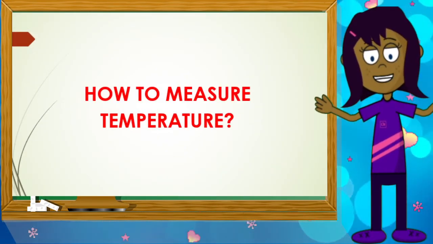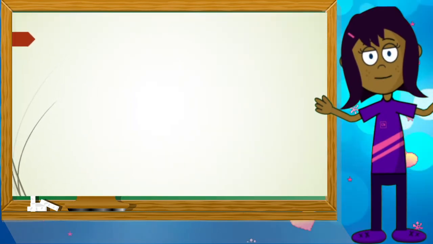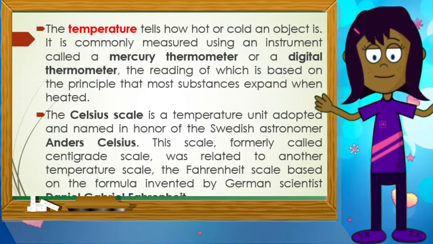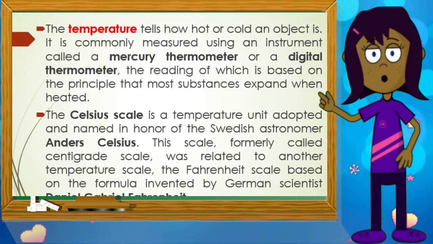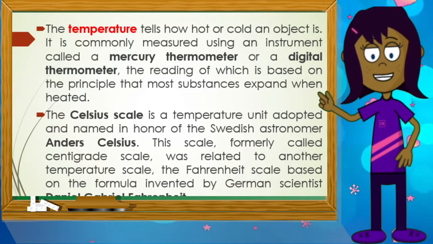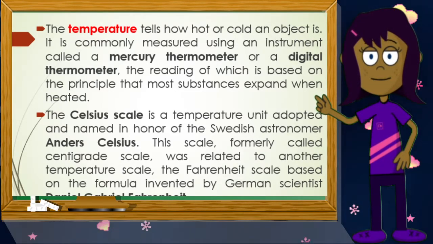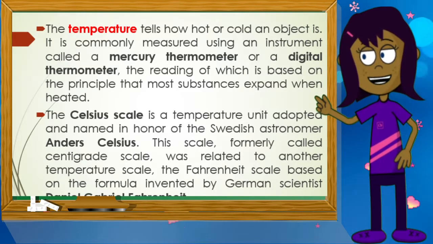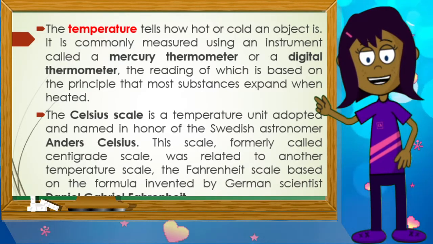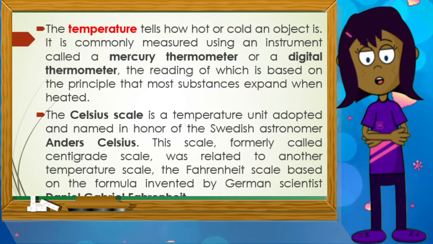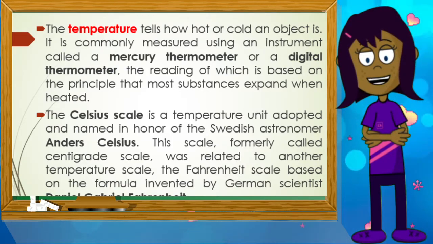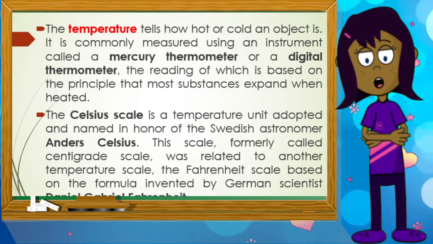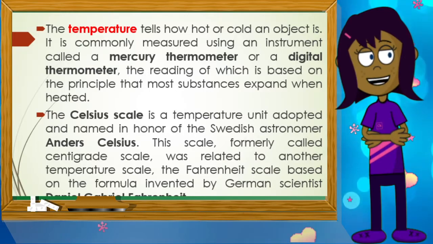How do we measure temperature? The temperature tells how hot or cold an object is. It is commonly measured using an instrument called a mercury thermometer or a digital thermometer, the reading of which is based on the principle that most substances expand when heated. So whenever we are sick, we have a fever, our parents, or our friends, or our teacher would grab a thermometer to measure our temperature.